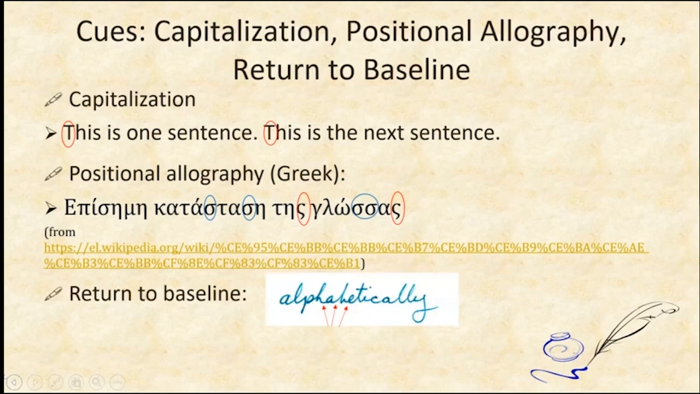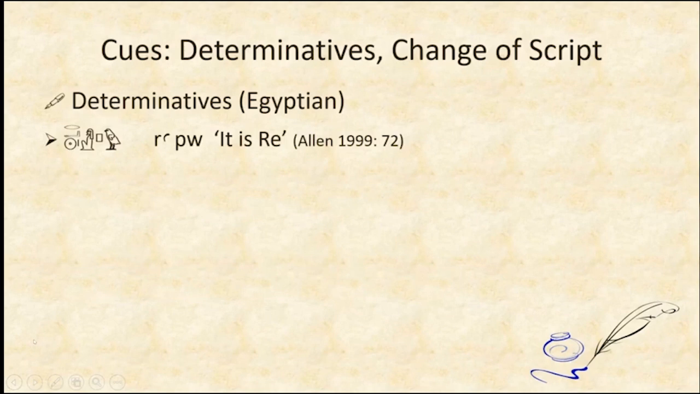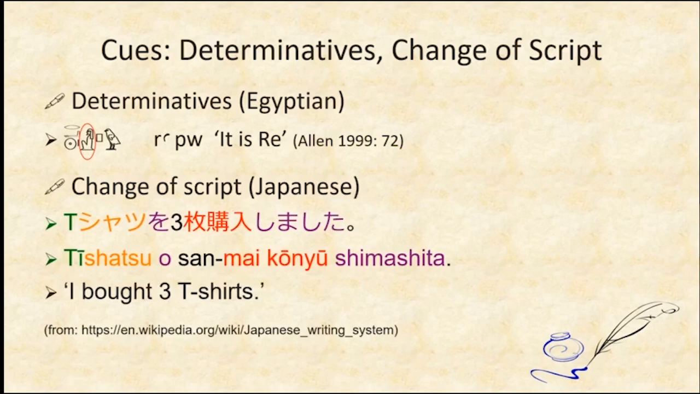Returning to a baseline in a connected text can show you the difference between one sign and the next. Determinatives can be word boundary cues. So in Egyptian hieroglyphs, for example, this determinative of the seated god not only tells you that the previous word is the name of a god, but also that you've come to the end of that word. A change of script is in Japanese. In this example, we have 4 scripts and Arabic numerals, and the change of script correlates with change of morphemes.